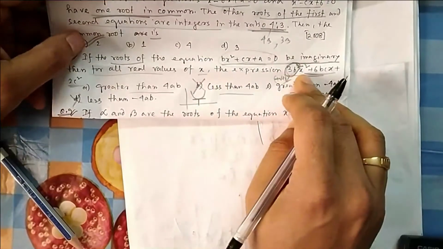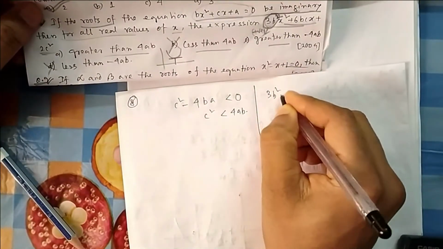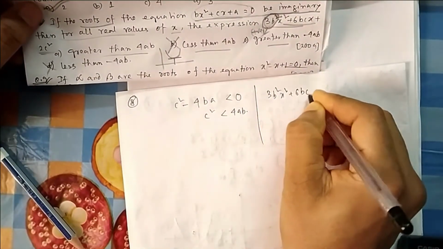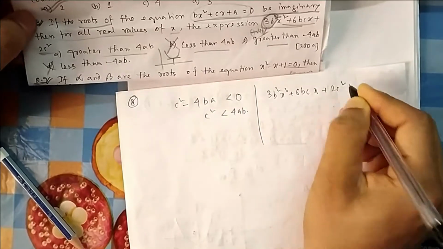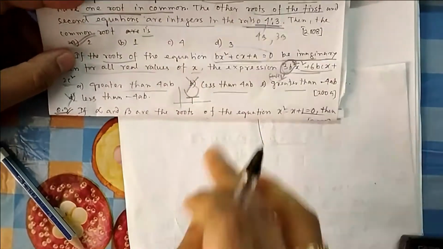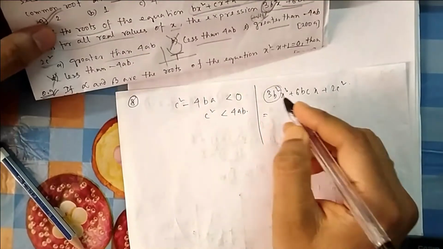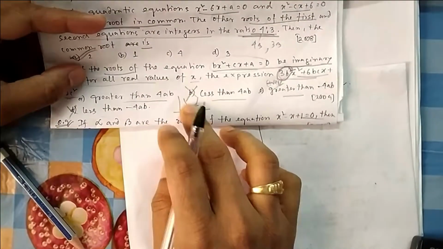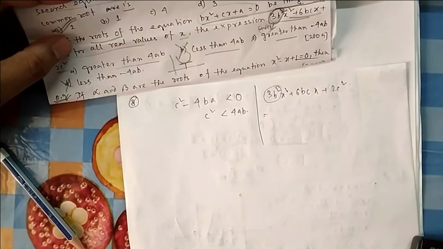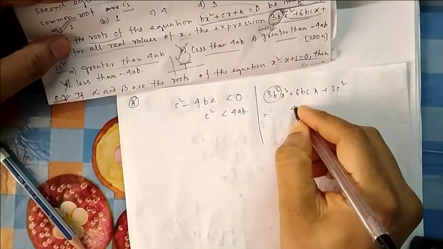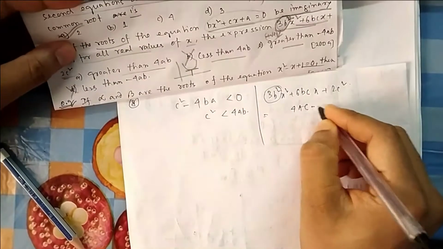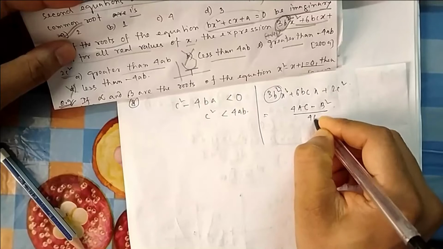Now what is the condition? This expression is 3b square x square plus 6bcx plus 2c square. Now you know this is a smiling parabola because b square is positive, so because of positive I have shown you this is smiling, so we will have a minimum value. Then what is the minimum value formula? The formula for the minimum value was 4ac minus b square by 4a. That was the minimum value formula.